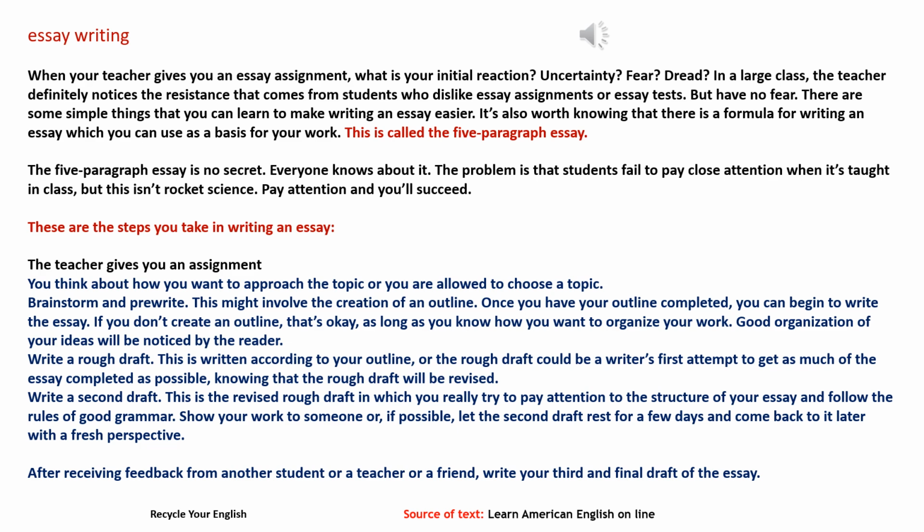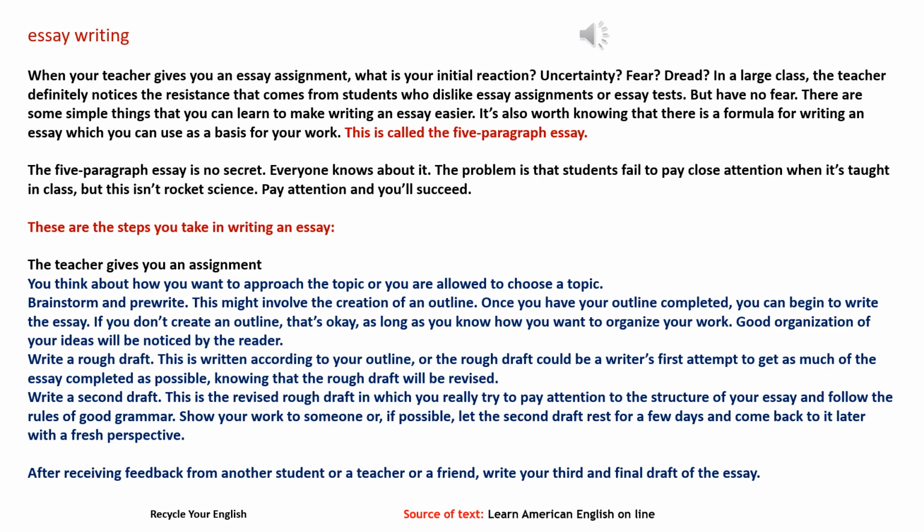It's also worth knowing that there is a formula for writing an essay which you can use as a basis for your work. This is called the 5-paragraph essay. The 5-paragraph essay is no secret. Everyone knows about it. The problem is that students fail to pay close attention when it's taught in class, but this isn't rocket science. Pay attention and you'll succeed.